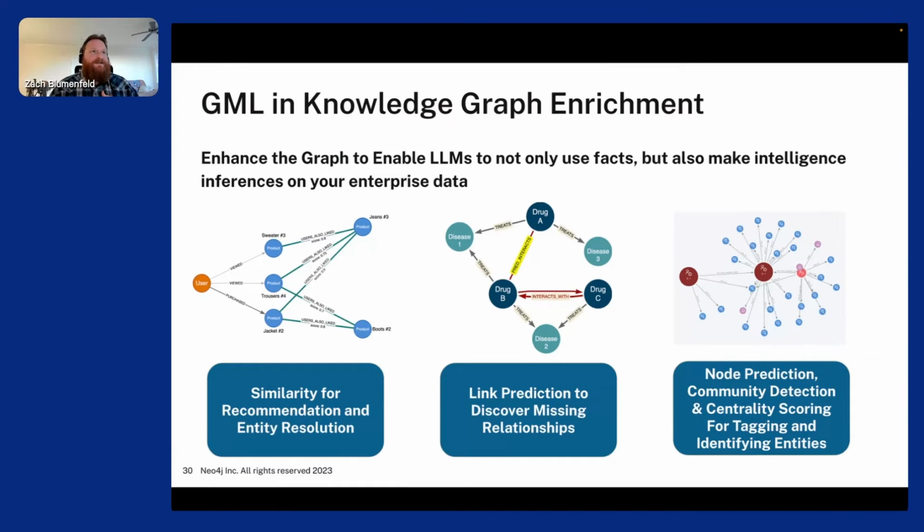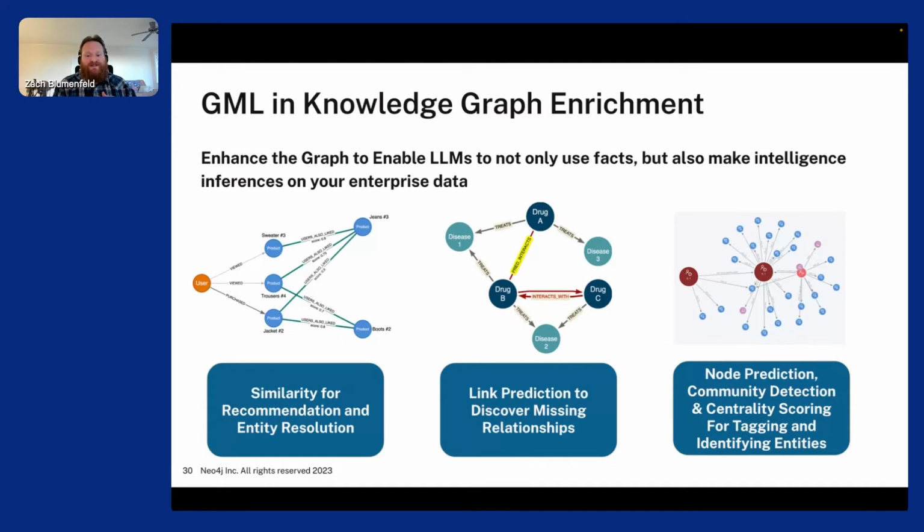And the idea behind this is pretty simple. We have a knowledge graph that we're using, or some sort of knowledge base, to back our LLM. And so the idea is we want to enhance the graph to enable LLMs not only to use the facts in the graph, but also make intelligent inferences about your enterprise data. So this means using similarity algorithms, for example, in a recommendations graph, so I can make real-time recommendations or personalized recommendations inside of a prompt for my application.